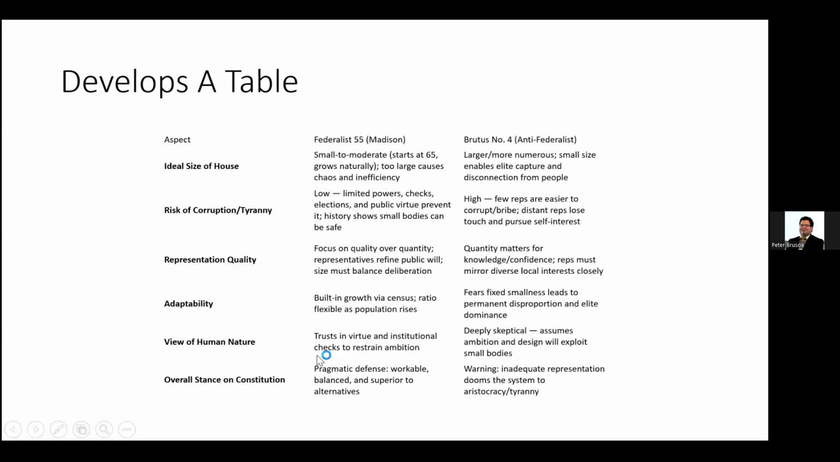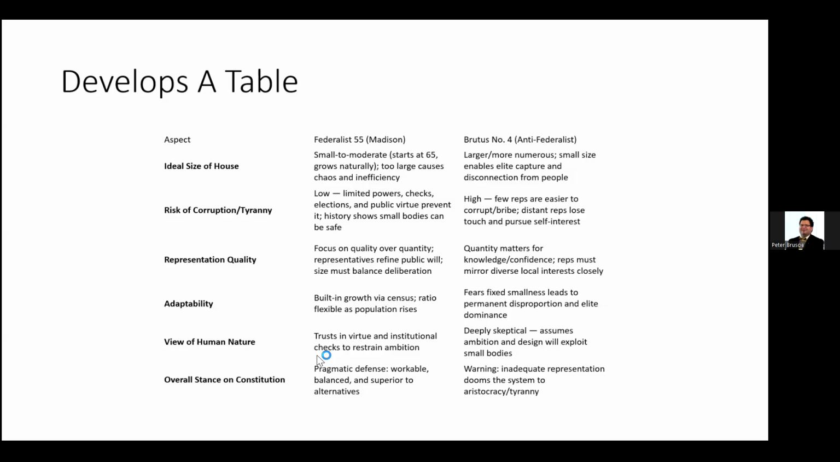Adaptability, thinking about growth via the census. The anti-Federalists were concerned that having too small of a Congress would lead to an elitist situation and would be out of touch with the common person. On the view of human nature, again, get back to John Locke: trusting in virtue and institutional checks to restrain ambition. Whereas the anti-Federalists, very much like Thomas Hobbes, are saying, no, this assumes ambition and design will exploit small bodies. And on the overall stance on the Constitution, the Federalists are like, yes, absolutely, it's workable and balanced. And the anti-Federalists are like, no, this would never work.